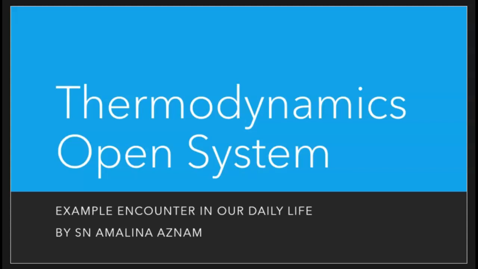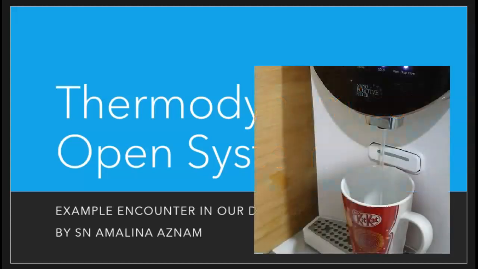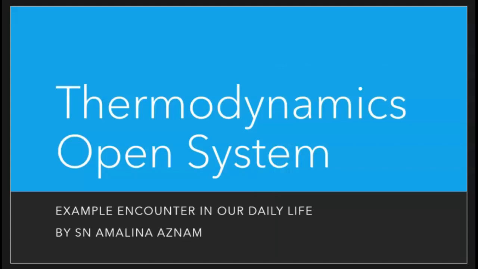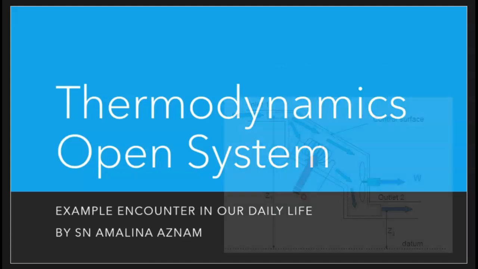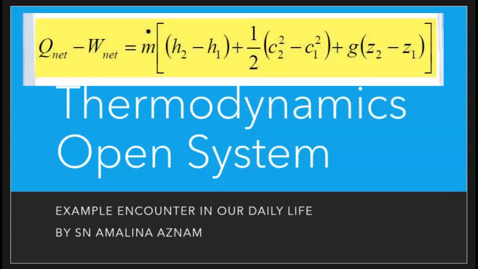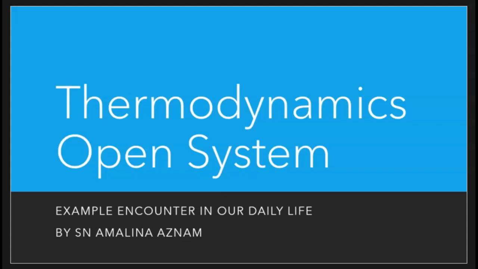So in the last time example that I gave you previously, I have shown you two examples in our daily life. One is your water dispenser and another one is the water heater. So in this video I'm going to proceed on how we can make use of this knowledge that we gained in open system and steady flow energy equations in solving our daily life problems.